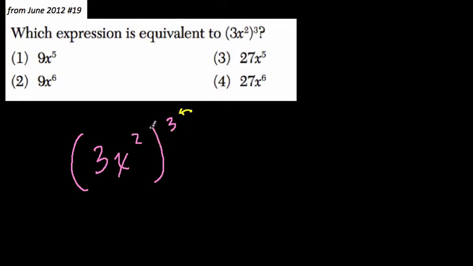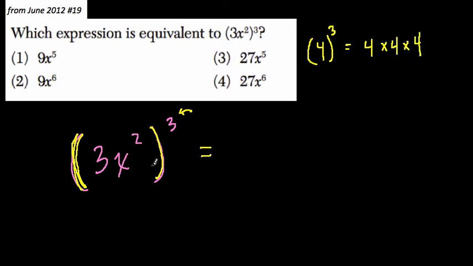That means take everything inside these parentheses and do what? Well, multiply them by themselves three times, right? Think of 4 to the third or something. If I put this in parentheses, it still means the same thing, but it's saying take 4 and multiply it by itself three times. So whatever's inside the parentheses, we're multiplying it by itself three times.